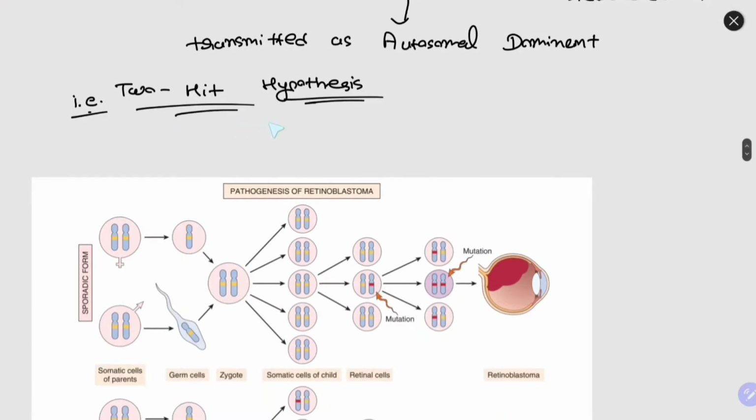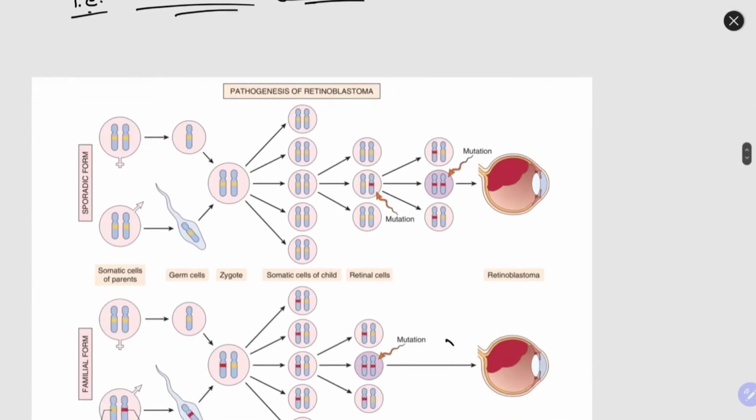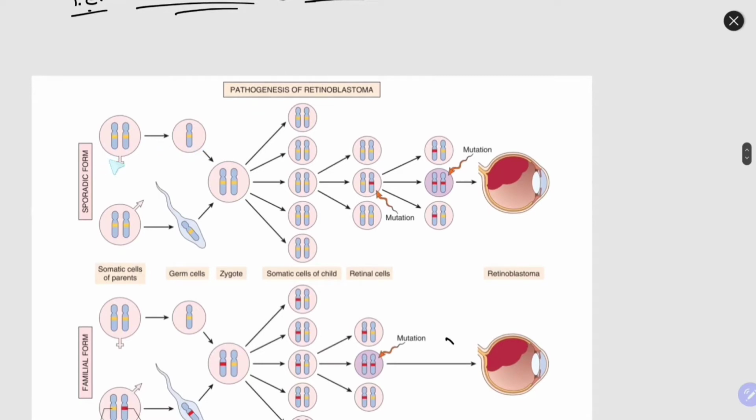There is a two-hit hypothesis in RB. What happens in a normal individual? Let's assume the first figure is of a normal individual. There is a normal female and a normal male, they fertilize, many cells form, and ultimately, due to environmental or other factors, a mutation in one gene occurs. This is the first hit, guys. Now this one gene is mutated, but the other gene is there, working perfectly.